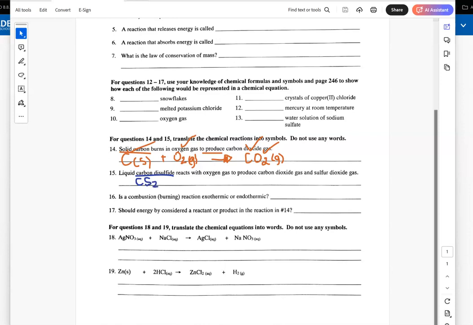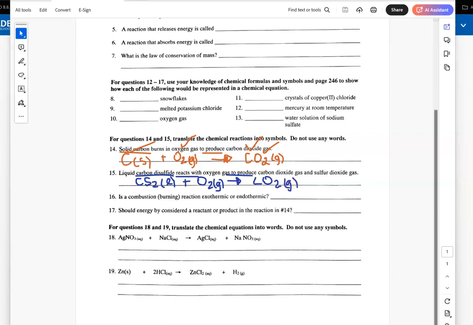And it's liquid, so I'm going to do L for liquid. Reacts with, that's a key word. This is going to tell me I'm adding it with oxygen gas, which again, we already know that. One of our diatomics. To produce, there goes the other keyword. You always want to underline and see what the keywords are. Carbon dioxide gas, so that's easy. We just did that.